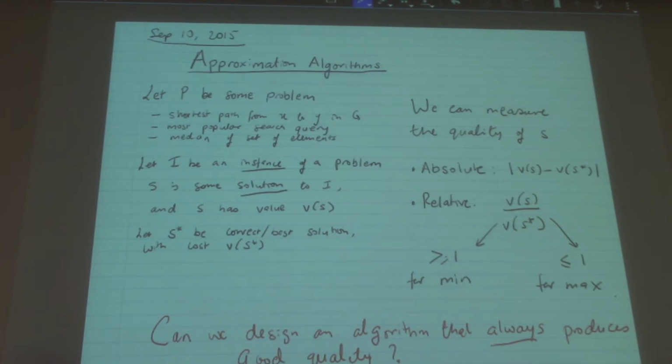So you always have to have these things though. If you have a problem where the output doesn't have a value, again it's like a binary thing where you say yes or no, the notion of approximation doesn't make sense. So you have to have that first.